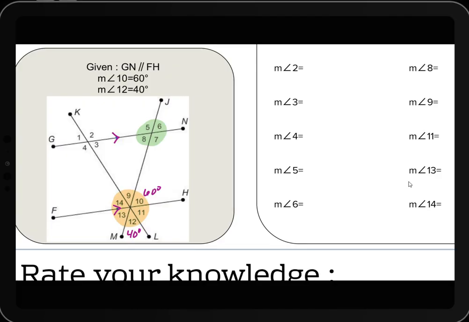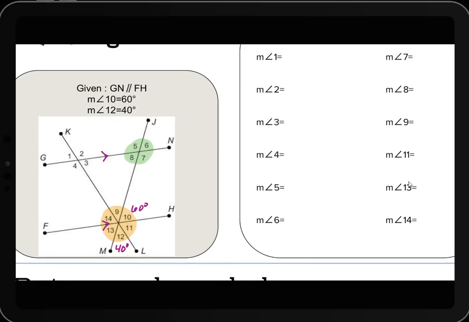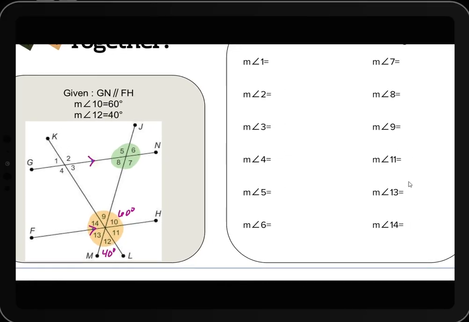So I'm going to start with vertical angles. All right, so angle 13 is a vertical angle with angle 10. It is congruent to angle 10. And I want you to think, because it's vertical, right? So it's a 60-degree angle. Angle 9 is a 40-degree angle because it is congruent to angle 12, and it's because it's a vertical angle.